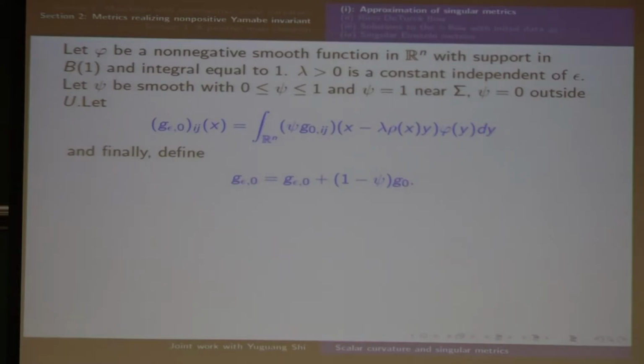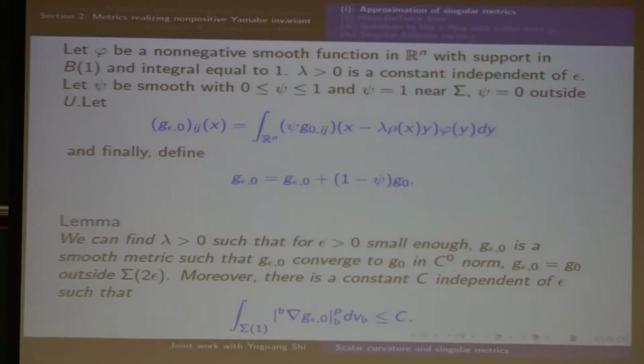Yeah, G epsilon 0. So for this first approximation, the lemma is that one can find such a lambda which is small enough so that this is a nice metric, and this one converges to G0 in C0 norm only. And of course, outside a certain part it is equal to G0. And moreover, because initially the first derivative of G has some L p bound, this is also true independent of epsilon.